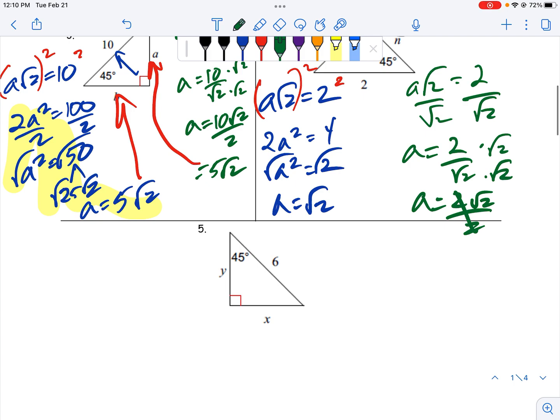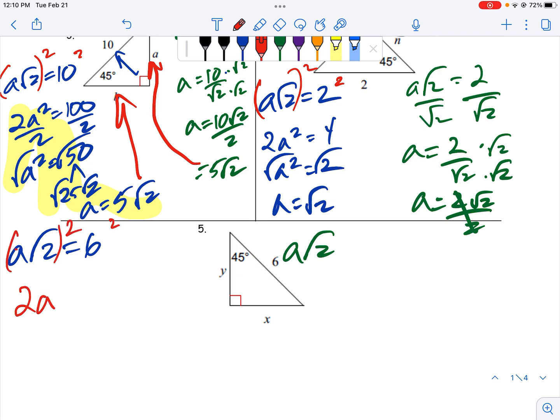Okay, let's go to number 5. Number 5, I feel alive. This is my A root 2 side. So again, I can do this two ways. I set A root 2 equal to 6. Whoops. Square both sides. 2A squared equals 36. Remember, I have to square the root 2, which cancels that out, and then I have to square the A as well. I square both numbers. That's why it's 2A squared and not just 2A.